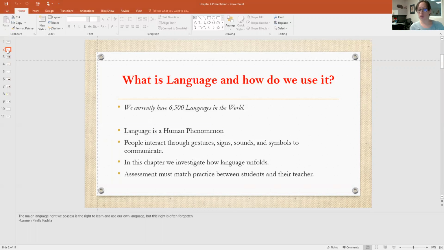So in this chapter, we investigate how language unfolds. Assessments must also match practices between students and their teachers. So we need to make sure that when we are assessing language, we have a rubric or assessment format with clear expectations on what it is that we're going to be teaching. This is a quote from Carmen Camila Padilla: the major language right we pose is the right to learn and use our own language, but this right is often forgotten.